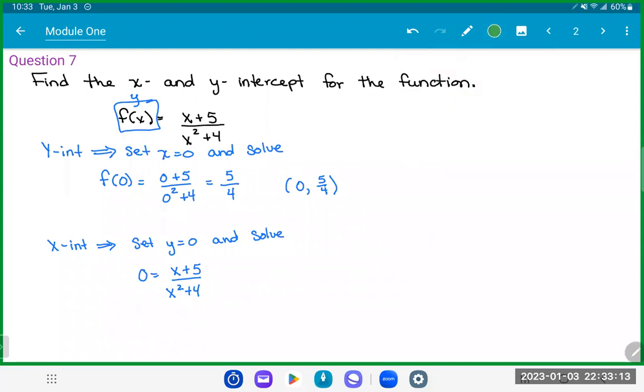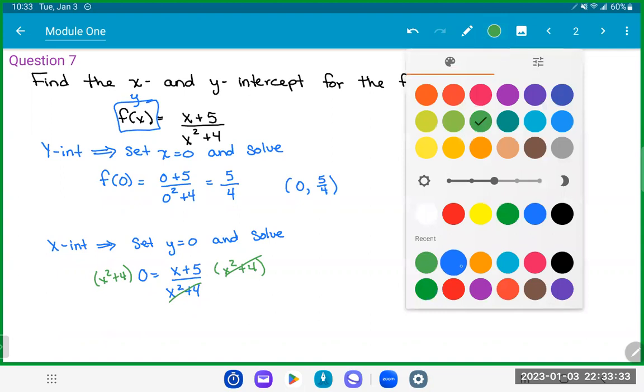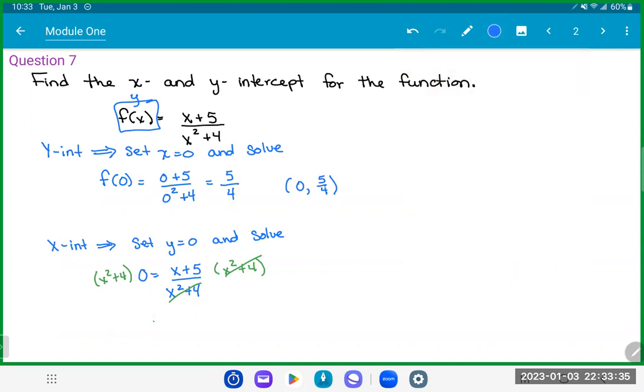One thing we can do is multiply both sides by x squared plus 4 to get that out of the denominator. You'll see that it cancels on our right-hand side. On our left-hand side, we have x squared plus 4 times 0, which really just leaves me with 0. So 0 is equal to x plus 5.